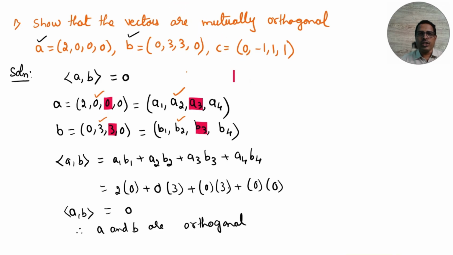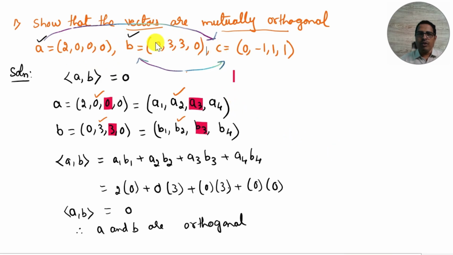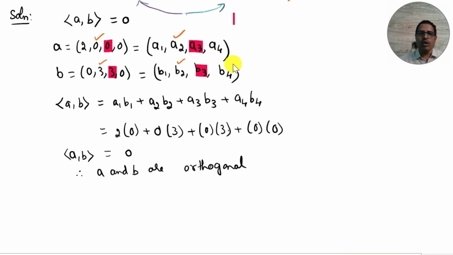But the question says, show that the vectors are mutually orthogonal. That is not just A and B, but the other vectors as well. That is, B and C are also orthogonal, then C and A are also orthogonal. Then we can say that A, B and C are mutually orthogonal. We have taken the first combination AB. Next we'll go for the combination B and C.